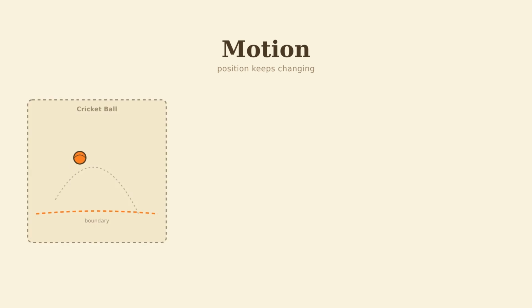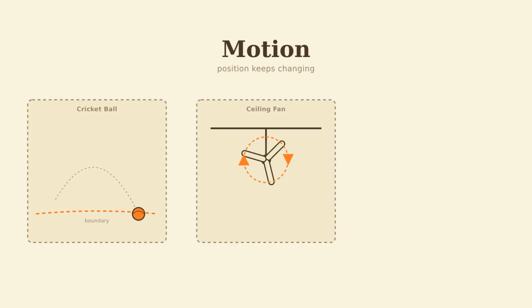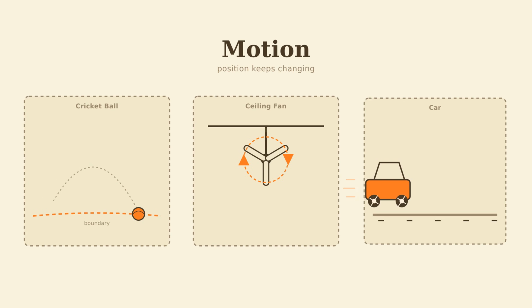Now let's talk about motion. An object is said to be in motion if its position keeps changing with respect to its surroundings as time passes. A cricket ball flying toward the boundary, a fan's blade spinning, a car driving down the street, all of these are in motion. Think about a kite flying in the sky on a windy afternoon. Every second, its position against the clouds and the ground below keeps shifting. That constant shift is exactly what tells us the kite is in motion.